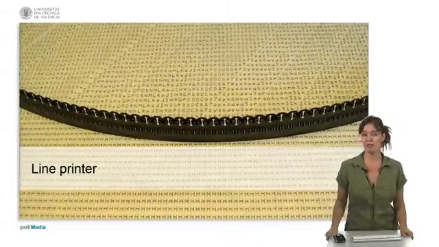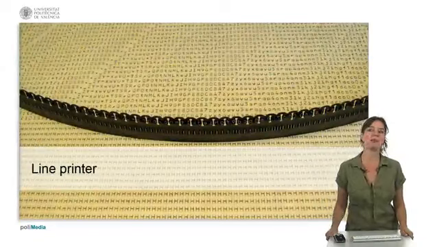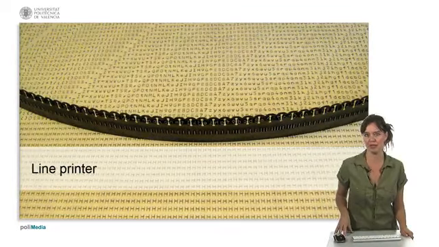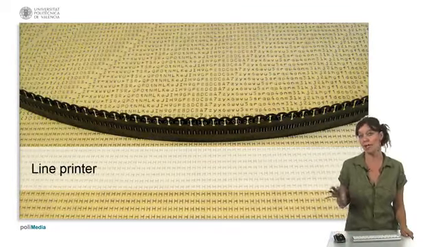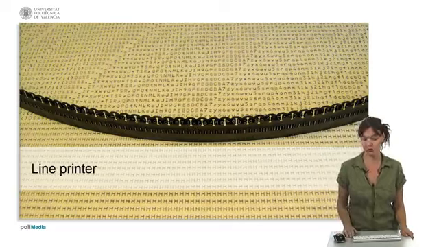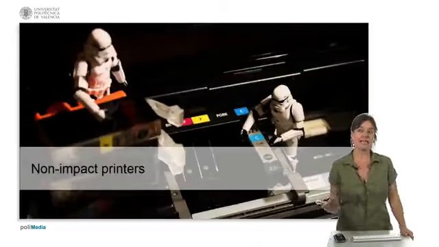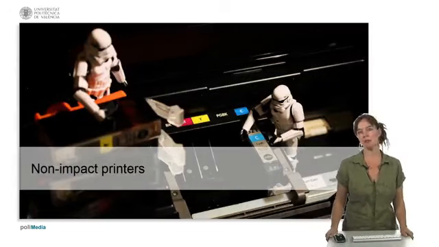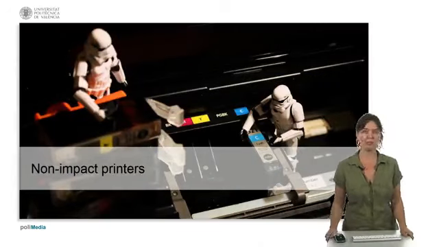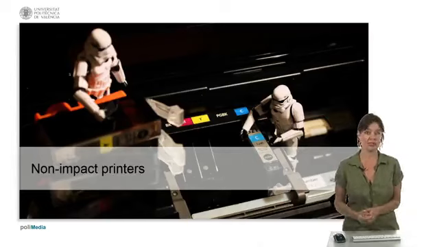For faster printing, there were printers that printed one complete line at a time. Also impact printers, they were called line printers. But they were limited to printing only characters and not pictures. Then all these impact printers have now been replaced by non-impact printers. These are printers that do not hit the paper to print out what you want.